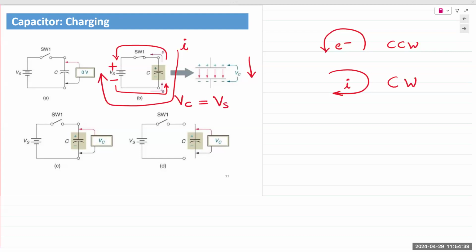Now, I stated that the two plates of the capacitor are separated by an insulating material. They don't cross over. So this is the point where I tell you, leave the physics on the side and just think in terms of circuit analysis.